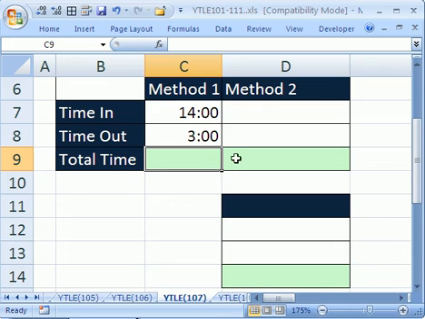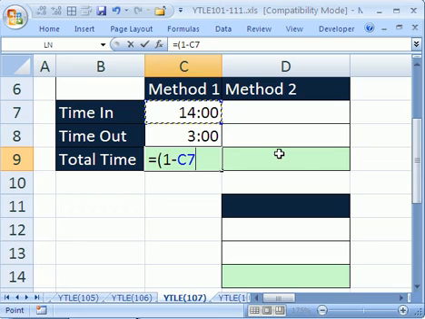I want to click here and type equals, open parentheses, 1 minus this. Now look, they started at 14, so if I subtract everything through the day so far from 1, it will give us the portion of the day that this person worked, up to midnight. Hey, wait a second, why does that work? Because time is always a decimal between 0 and 1, the proportion of one 24-hour day. So 1 minus that will give us the proportion of one 24-hour day worked up through midnight. Well, then we just need to add this right here.